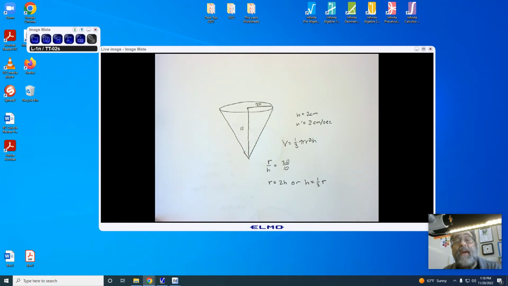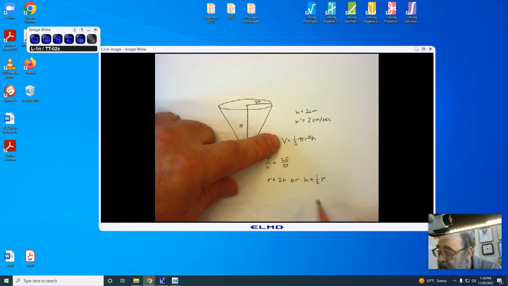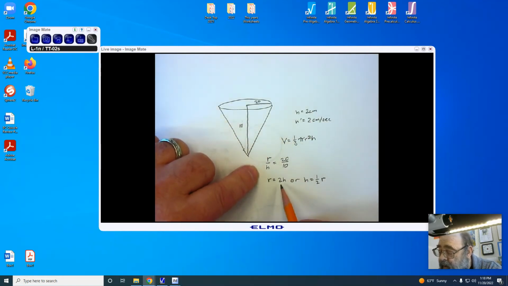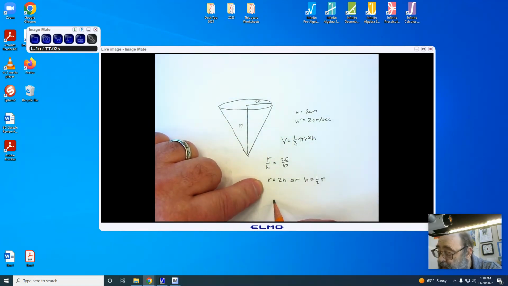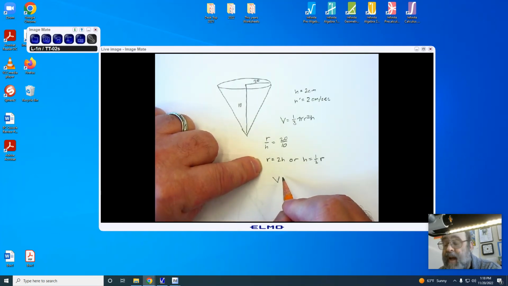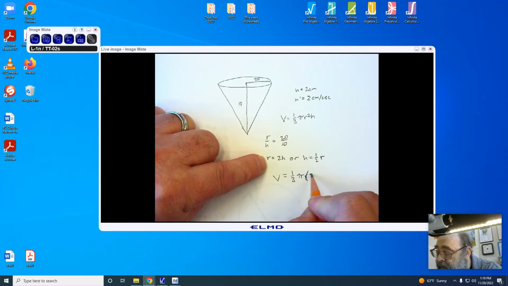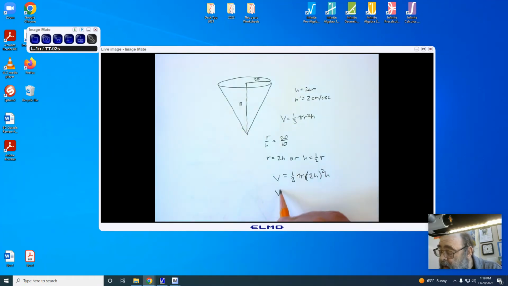Now, once we have this, we can now go back to this equation. Remember, we wanted height. That's what we're given here. So we want to replace our r with height. Volume is then going to have to equal 1/3 pi r squared, and this is what we're replacing with 2h, times h. This gives us 1/3. Multiply that and square it. You'll notice that's going to give me a 4. 4/3 pi h cubed.